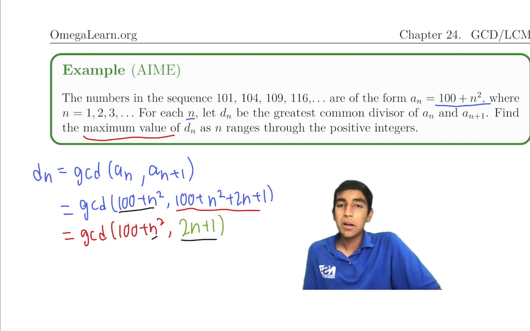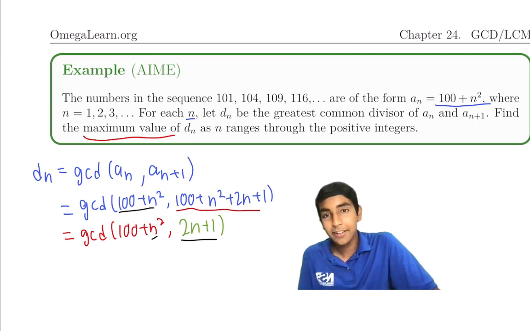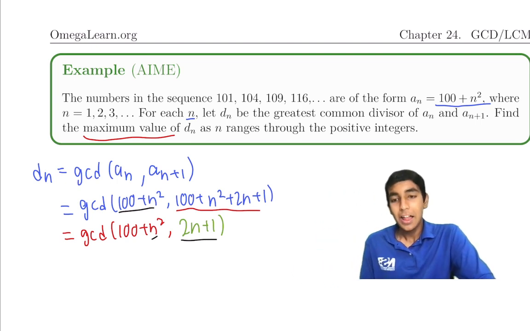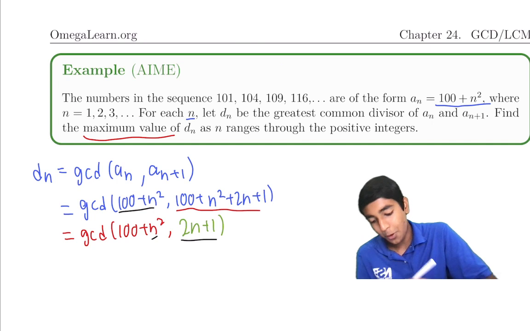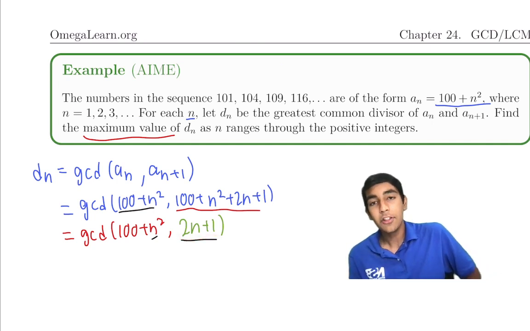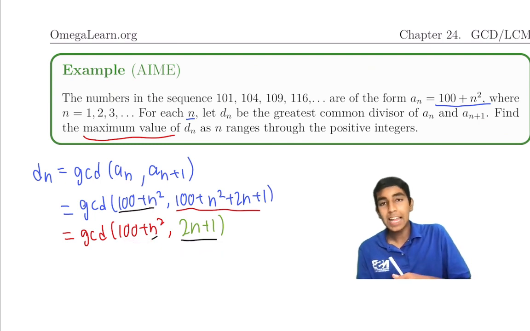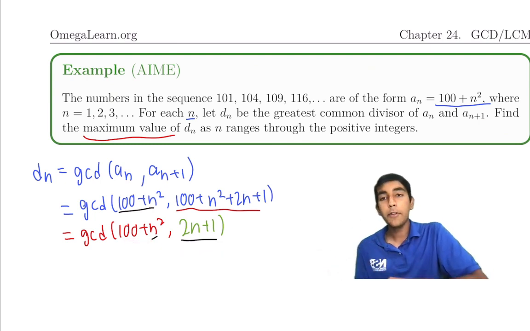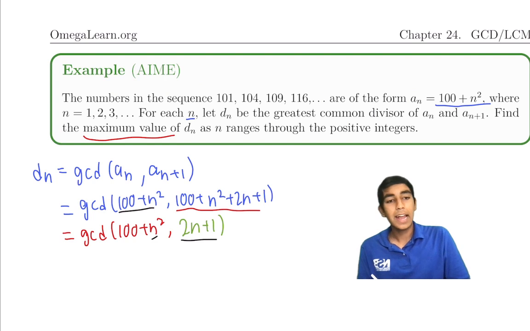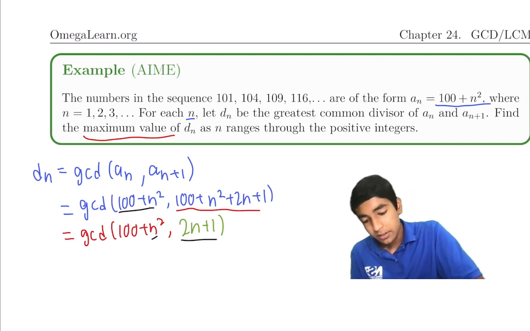And that would work, but it's a little messy and it takes a while. So instead, here's another even cooler solution. The trick here is noticing that 2n plus 1 is odd. So the GCD of something, when something is odd, well, we can multiply as many powers of 2 to 100 plus n squared as we'd like. It won't change the GCD.